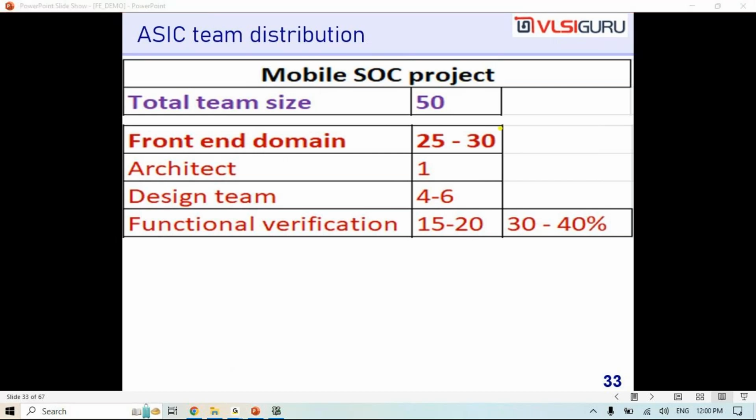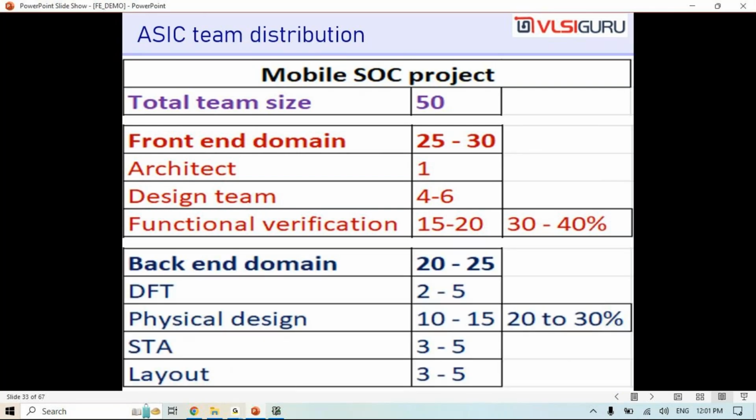Of that, the front end domain will have around 25 to 30 people, which is around 50 to 60%. Then the back end domain will have the remaining, around 20 to 25. I'm giving a range, not an exact 20 or exact 25. It's always variable. If I ask how many laborers are required for construction, it could be 5, it could be 6, it could be 7. So I cannot always say 5.